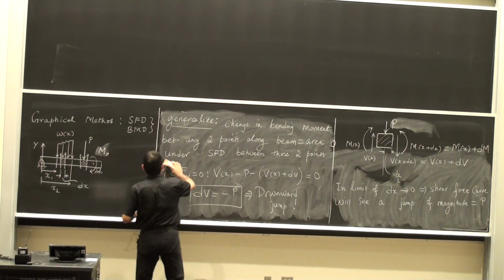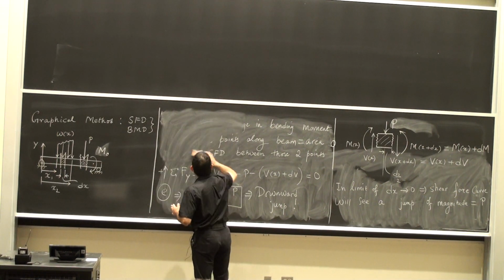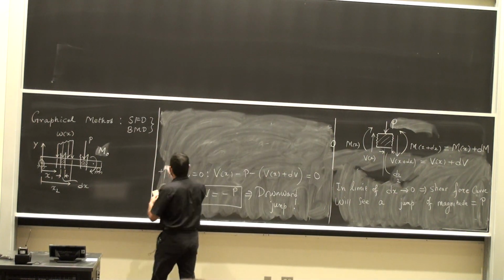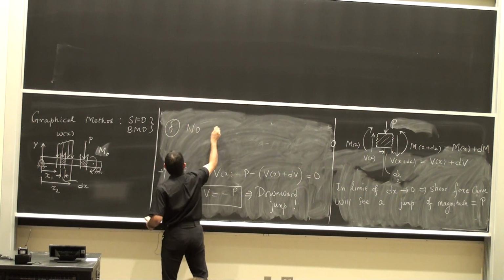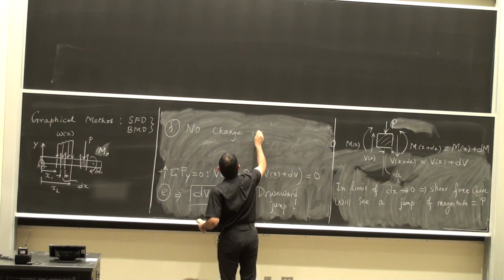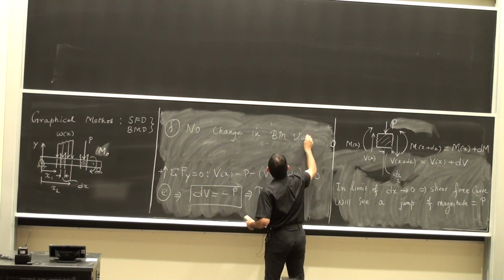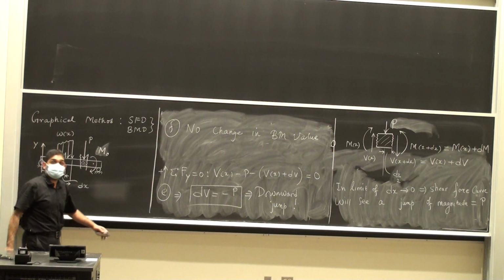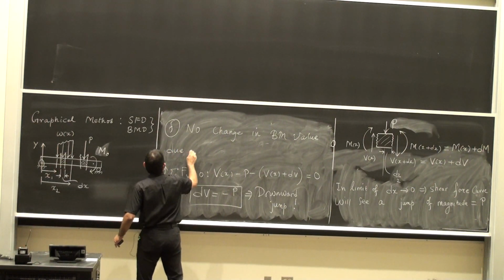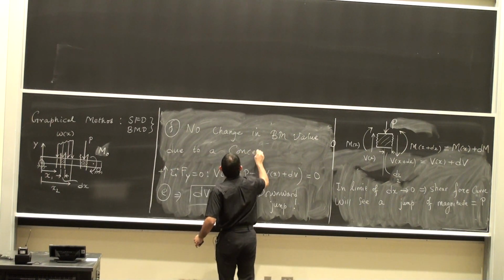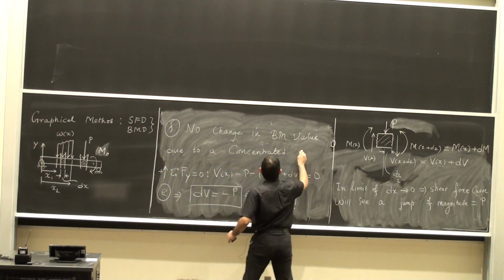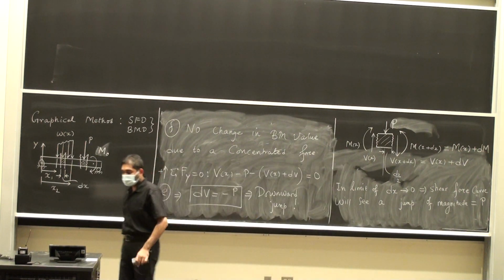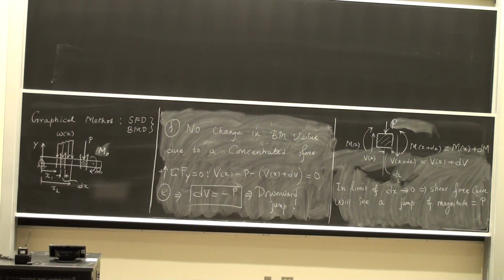Conclusion F follows suit. BM is the bending moment value, so there is no change in bending moment value due to a concentrated applied force. This is conclusion F. Two more and we're good to go for a problem.